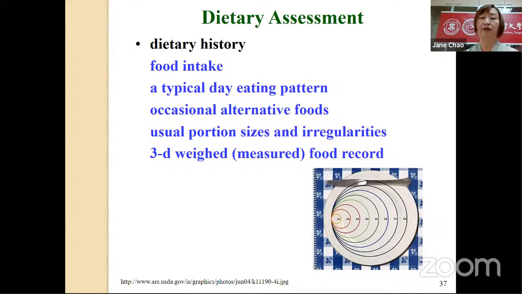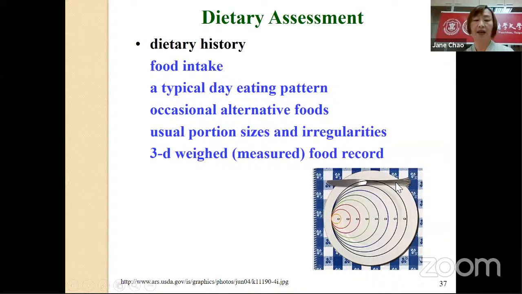Okay, the caregiver is the key person if you want to complete a dietary assessment for the elderly. Dietary history is also one of the methods for dietary assessment. Dietary history asks questions about dietary habits, so we identify a typical day's eating habits, or occasional or alternative eating habits, during the weekdays or during the weekend. We can also use plates of different sizes to give them information about portion size. There are different sizes of plate, and also something like a fork, to show the length and size.